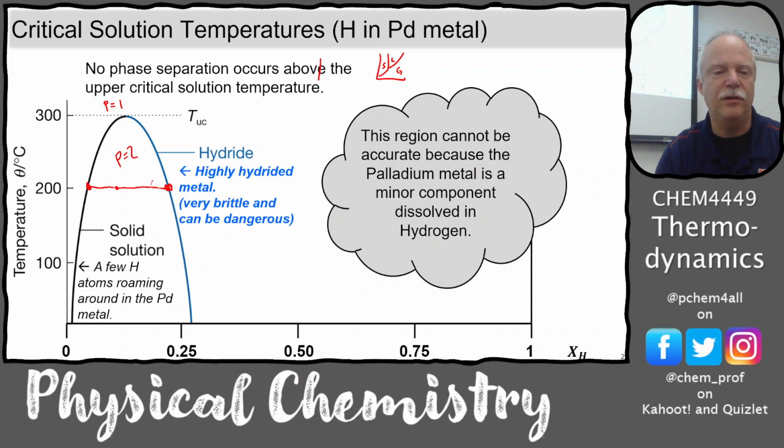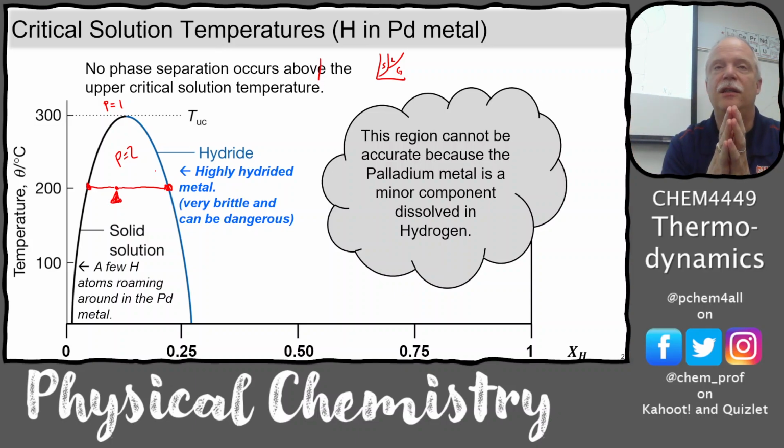So you've got a two-phase region. You have that lever rule where you have a fulcrum wherever your overall composition is, and that highly hydrided metal. The x-axis here is the mole fraction of hydrogen. And so that metal can be very brittle. So you can kind of chew into the metal with hydrogen.